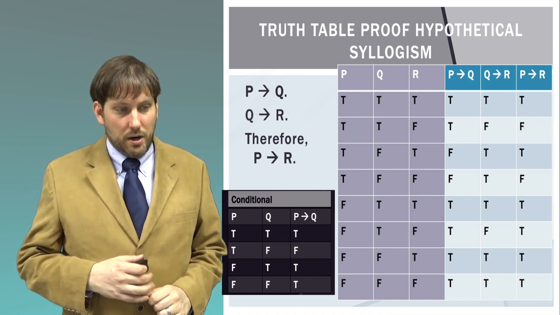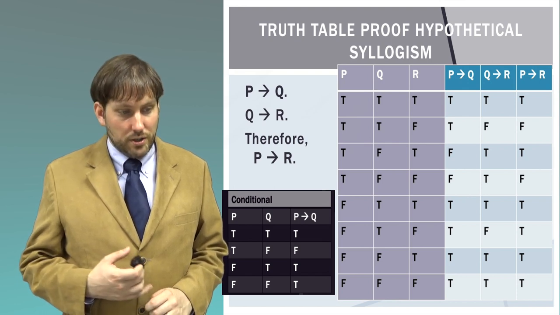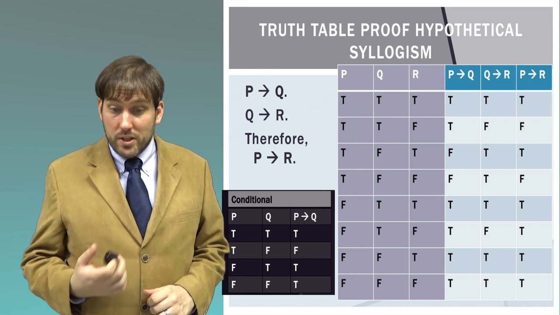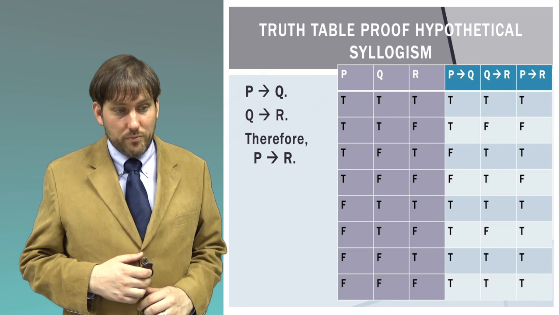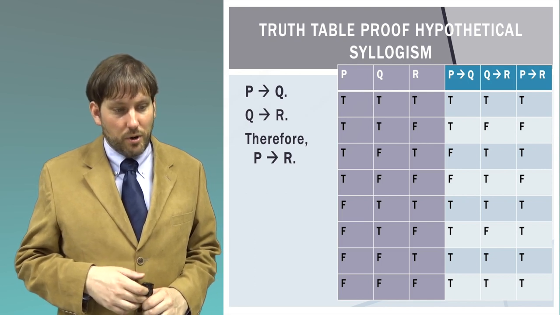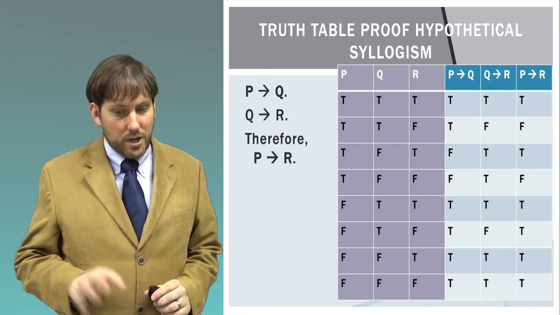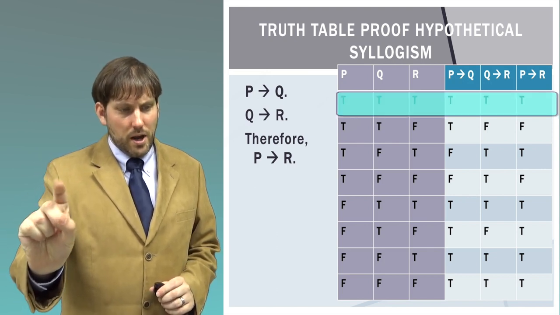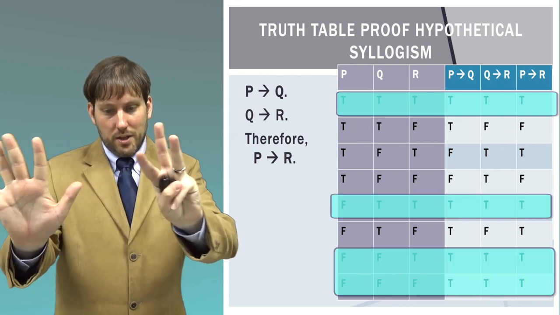So Q implies R. On the fifth one, Q is true, R is true, so it's true. Sixth one, Q is true, R is false, so it's false. Seventh and eighth, Q is false, so we know that it must be true. All right, what does this tell us? We have how many places where all of the premises are true? On my count, we have four. So we have the very first row. We also have the fifth row, and the seventh row, and the eighth row.